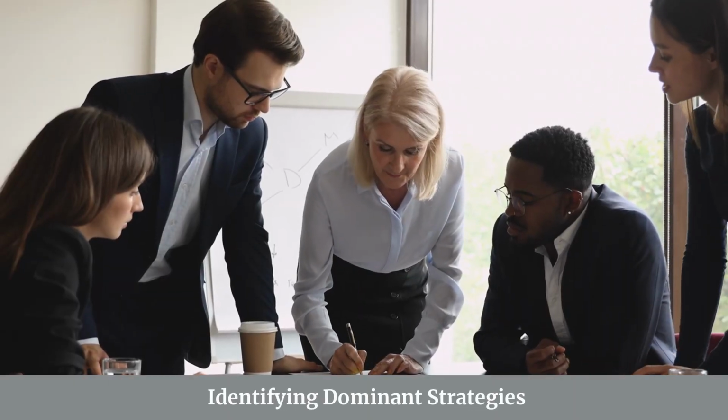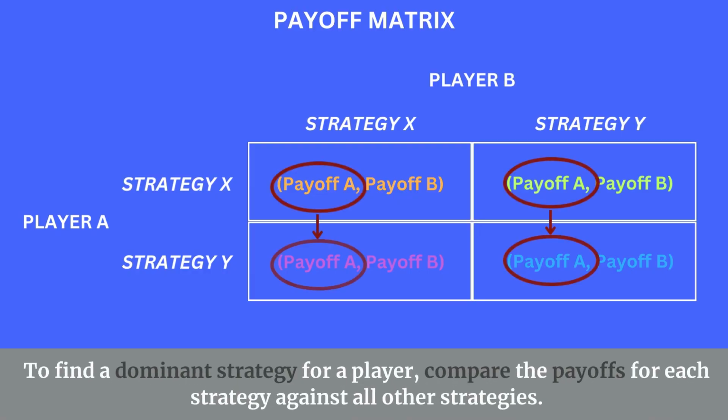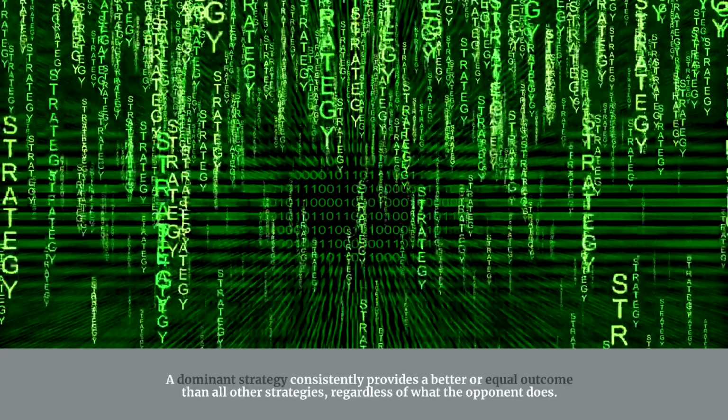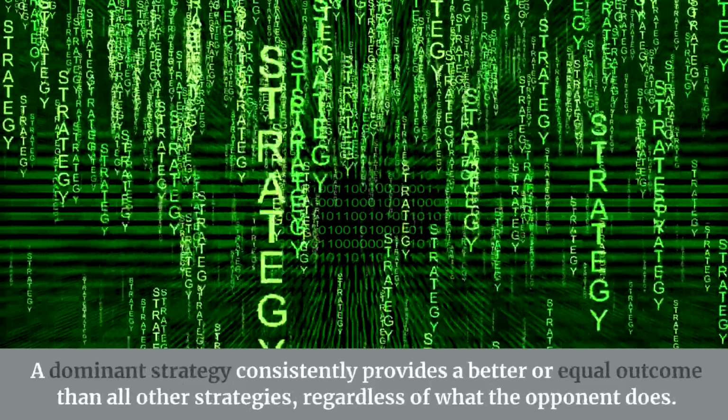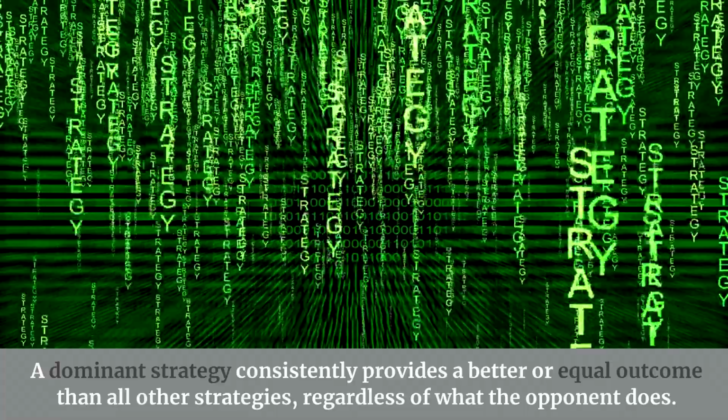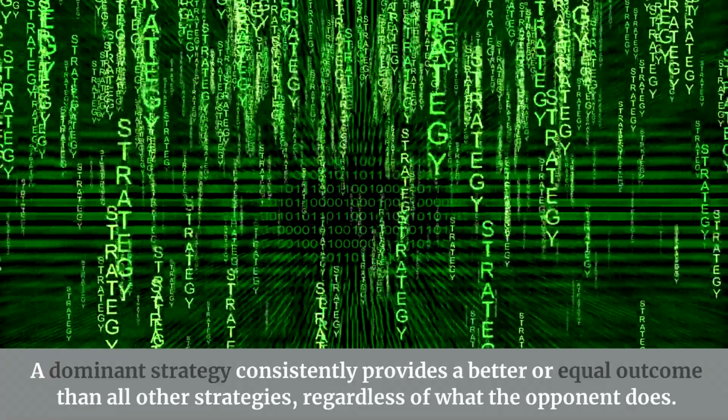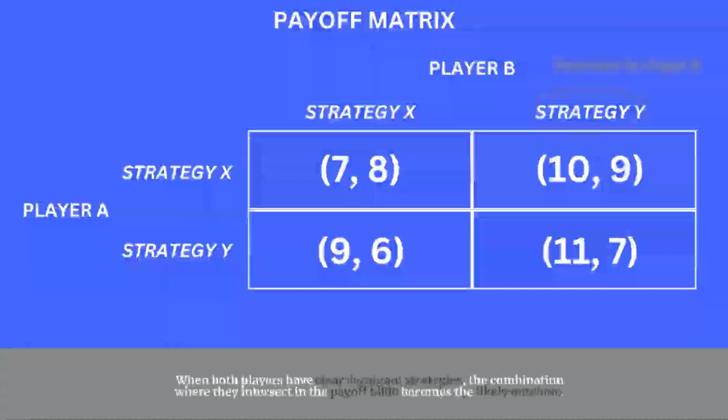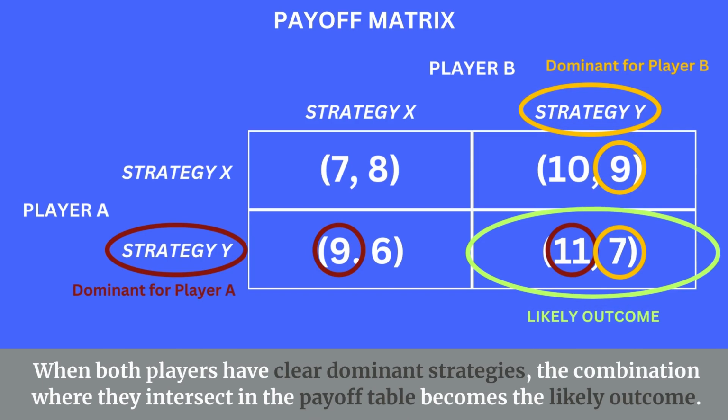Identifying dominant strategies. To find a dominant strategy for a player, compare the payoffs for each strategy against all other strategies. A dominant strategy consistently provides a better or equal outcome than all other strategies, regardless of what the opponent does. When both players have clear dominant strategies, the combination where they intersect in the payoff table becomes the likely outcome.